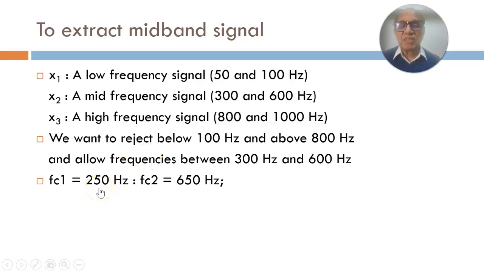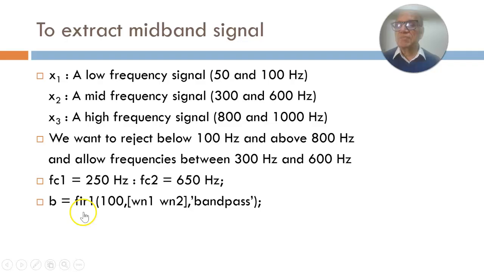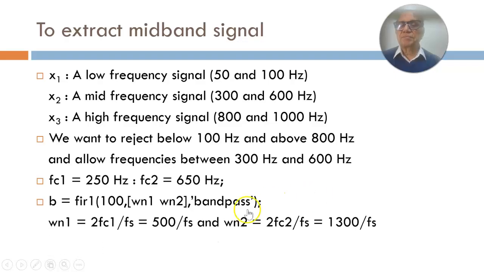Remember, it's a band pass filter that you are building. So it will have a lower cutoff frequency and an upper cutoff frequency. So FC2 is beyond 600 and below 800. So let's choose 650 Hertz. In that case, the coefficient B is obtained by, again, FIR1, 100, this is the order of the filter, lower cutoff, higher cutoff, and band pass. This is the parameter passed to this FIR1, which tells it that it has to calculate the coefficients for the band pass filter. Okay, that is if you want to extract the mid-band signal.